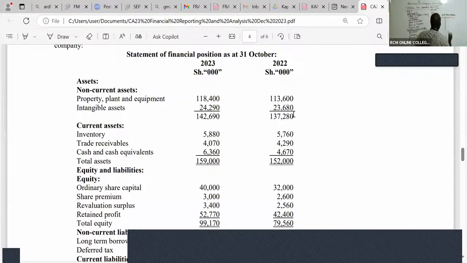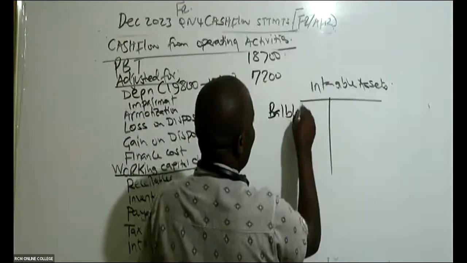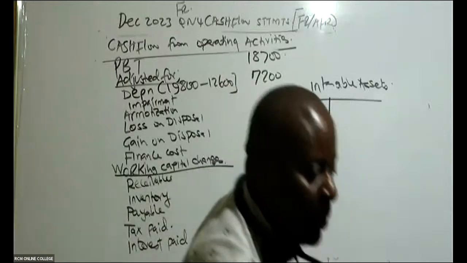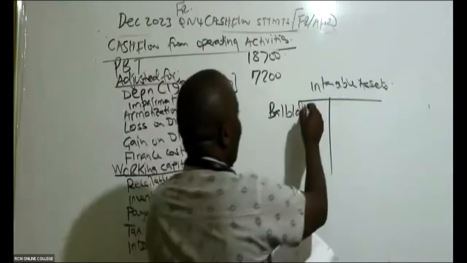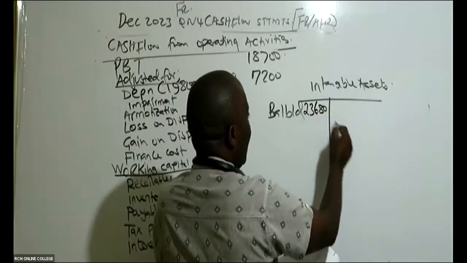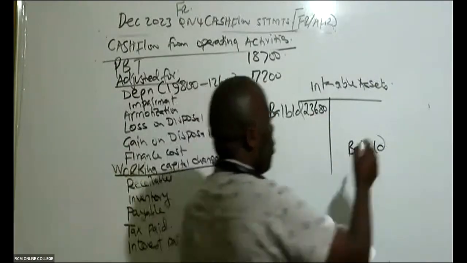So I can see intangible assets. The 2022 is the brought down. Remember, 2022 is the brought down. 2023 is the carried down. This being an asset, I know that this intangible 23,680 will be debited, because this is an asset you debit. So we have here balance brought down, that I have here in my intangible, is 23,680. And then I have balance carried down.